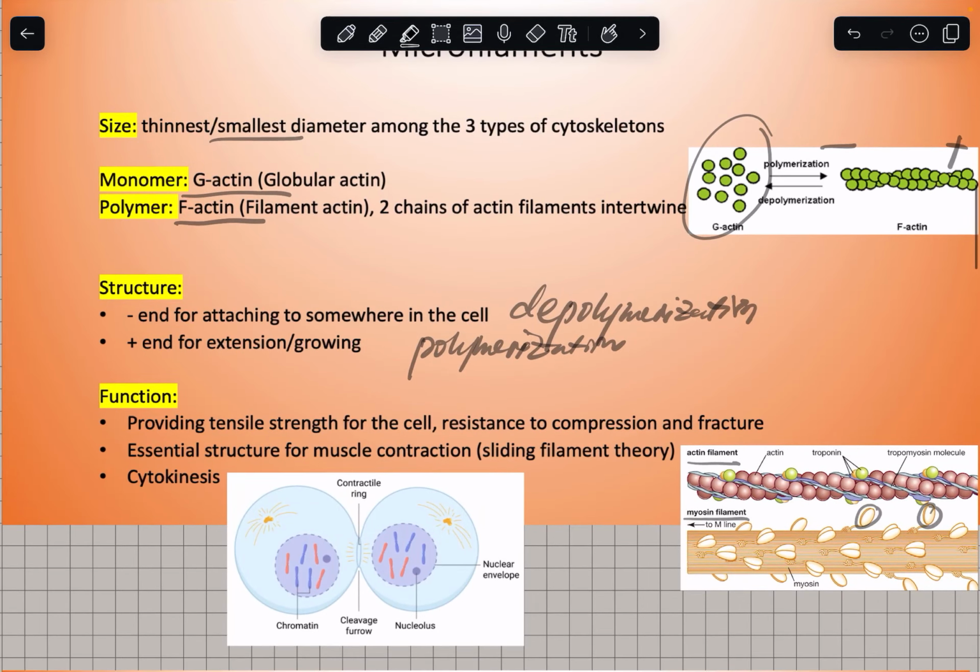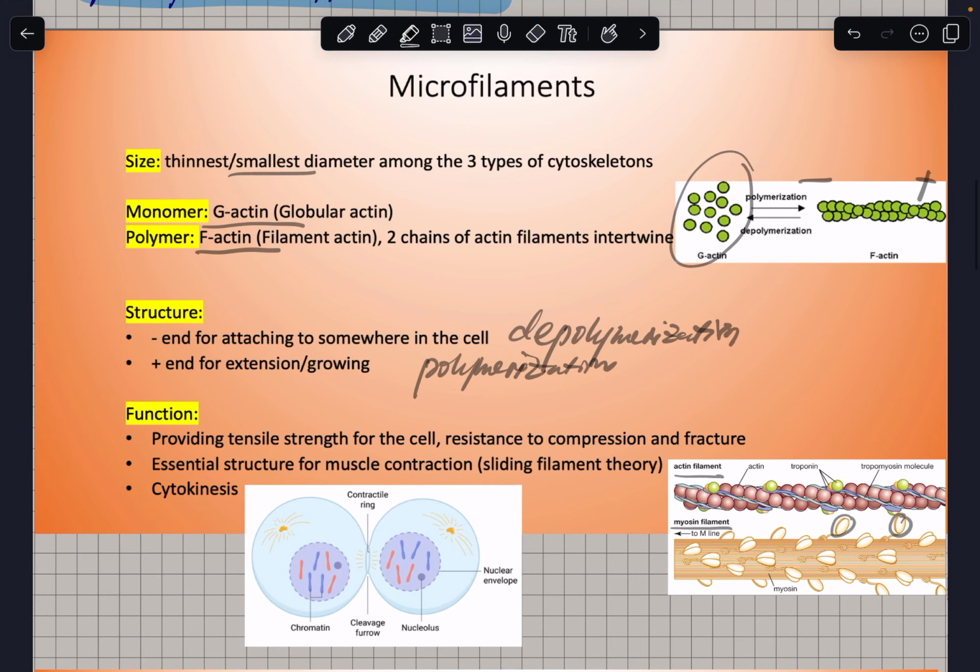And the third one is also unique to microfilament, which is cytokinesis. Cytokinesis is a step of what? It's a step of mitosis, and of course, meiosis as well.